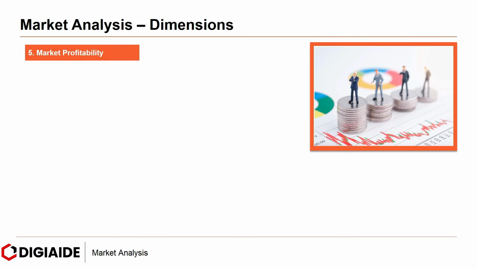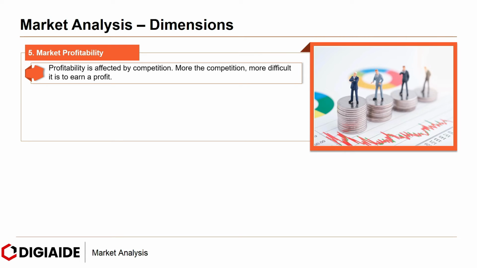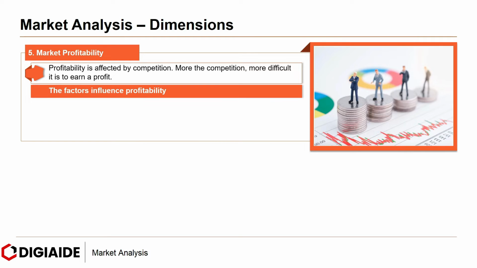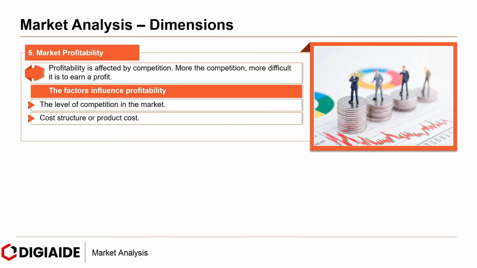Next dimension, market profitability. Profitability is affected by competition. The more the competition, the more difficult it is to earn a profit. The factors that influence profitability are: first, the level of competition in the market; second, cost structure or product cost; and third, the product selling price.